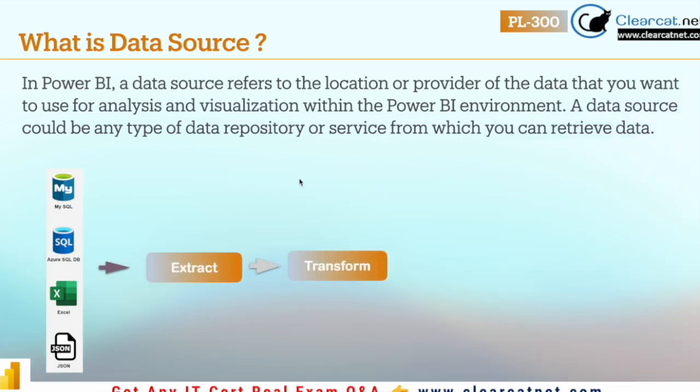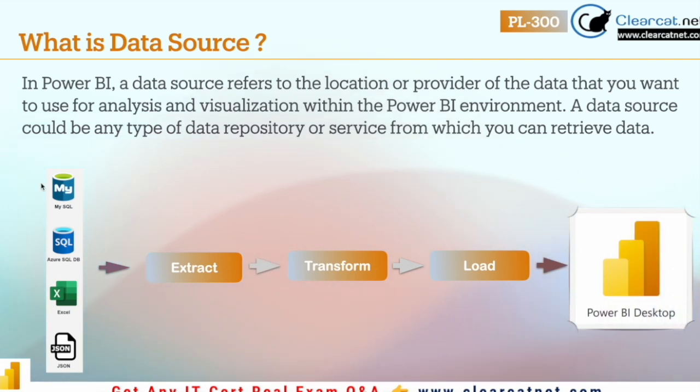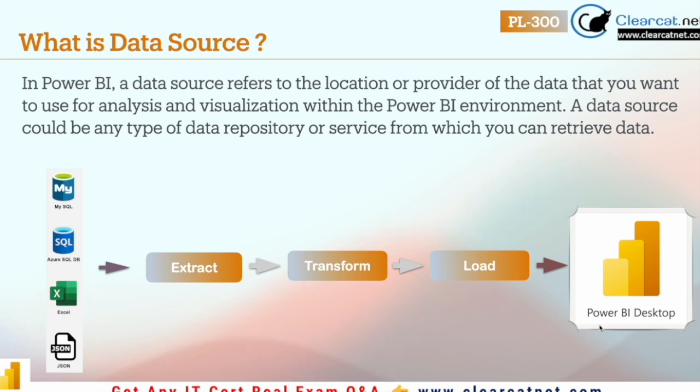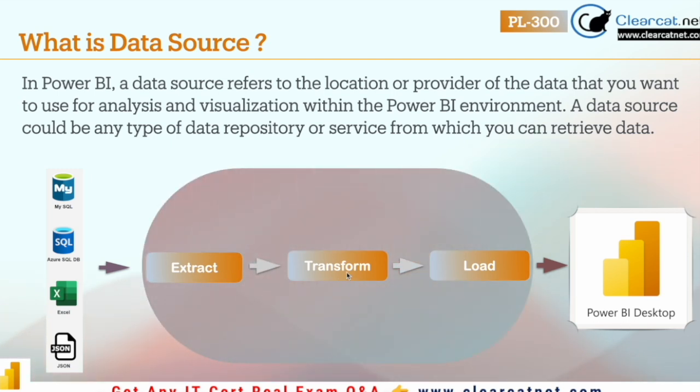Here is a diagram which helps you understand the process of loading, extracting, and transforming data in Power BI Desktop. I have taken only four examples of data sources: MySQL, Azure SQL database, Excel, and JSON file. We extract it, transform it, load it, and then perform visualization over Power BI Desktop. These three things, extraction, transformation and loading, come under the Power BI Query Editor. This is a very powerful tool inside Power BI Desktop. I will explain it once we jump into the tool.